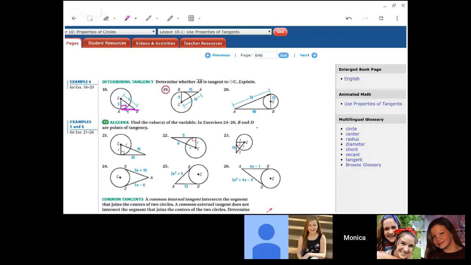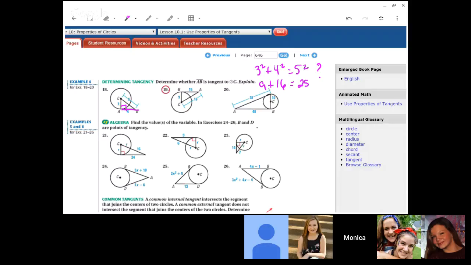So for number 18, we said C was your 5, right? It was CB. So if we said 3 squared plus 4 squared equals 5 squared, is this true? 3 squared is 9, plus 4 squared is 16, and 5 squared is 25. So does 9 plus 16 equal 25? Okay, so that's what you're going to do for 19 and 20.